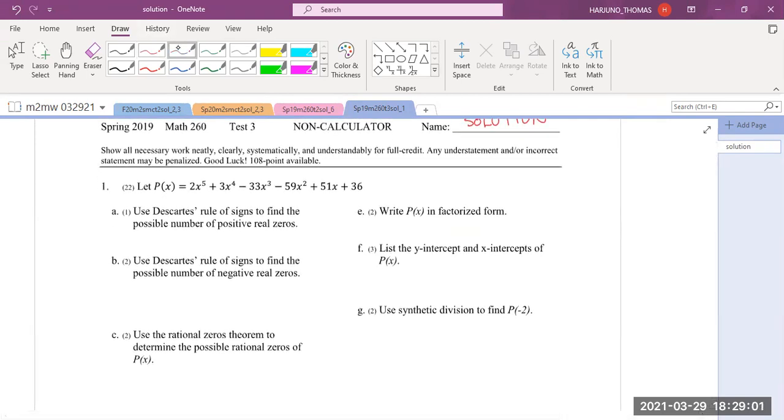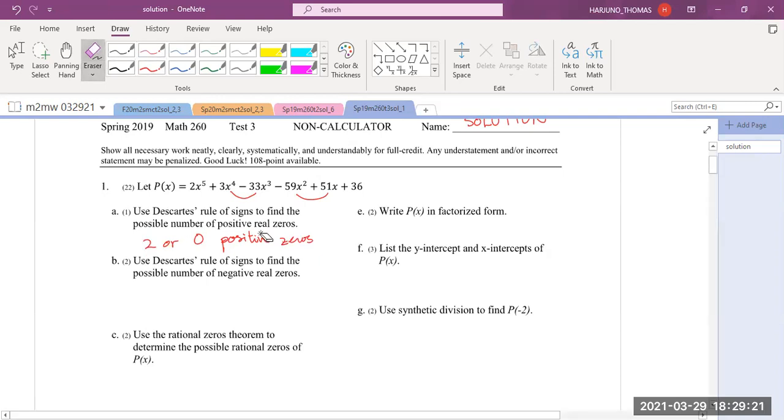Now we have this polynomial. Use Descartes' rule of signs to find the possible number of positive real zeros. 1 change, 2 changes, so 2 or 0 positive zeros. We get so used to it. I hope you can do it so fast also.